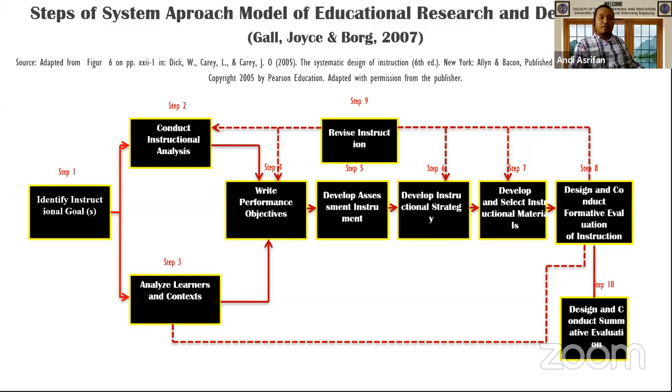The fourth step here, we write performance objectives, and then the fifth, develop assessment instruments, and then the sixth, develop instructional strategy, and develop and select instructional materials, and then design and conduct formative evaluation of instruction. Then we analyze, and we revise the instruction by taking the data from the tests in the formative evaluation, and then we move again to the next steps, the fourth, fifth, sixth, seventh, and then the last step here, we design and conduct the summative evaluation.